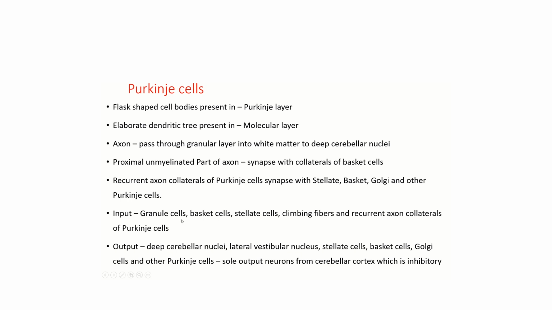Input is from the granule cells, basket cells, stellate cells, climbing fibers, and recurrent axon collaterals of the Purkinje cells. Whereas output is given to deep cerebellar nuclei, lateral vestibular nucleus, stellate cells, basket cells, Golgi cells, and other Purkinje cells. So these are the sole output neurons from the cerebellar cortex, which is inhibitory.